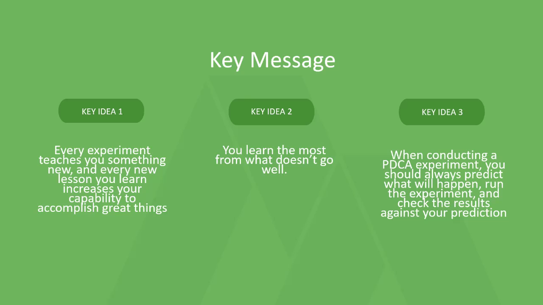To reiterate the key messages from part 1 of this lesson, there are 3 key ideas that should be emphasized while practicing an experiment mindset in doing process improvement. First key idea is that every experiment teaches you something new, and every new lesson you learn increases your capability to accomplish great things. Second, you learn the most from what doesn't go well. And third, when conducting a PDCA experiment, you should always predict what will happen, run the experiment, and check the results against your prediction.